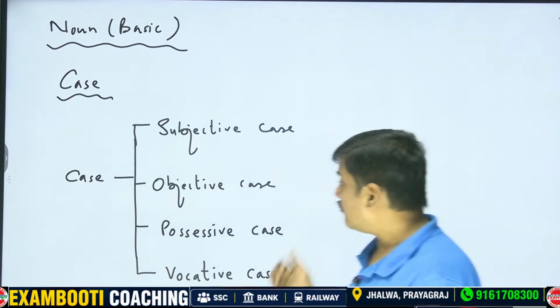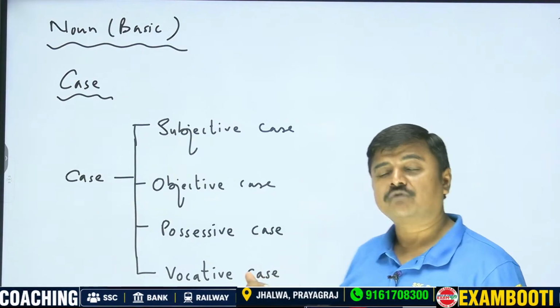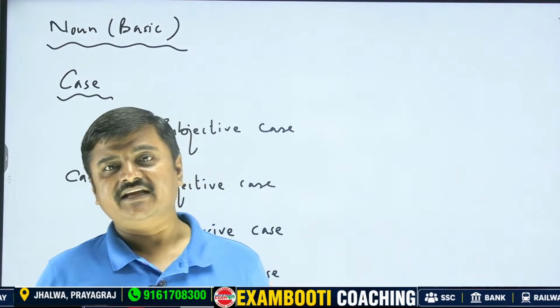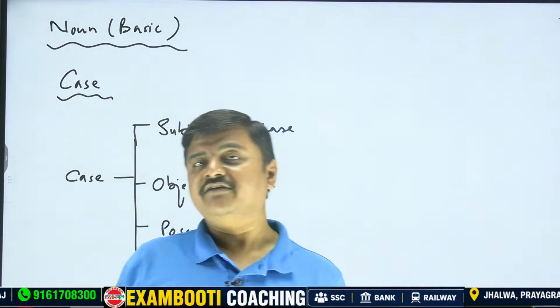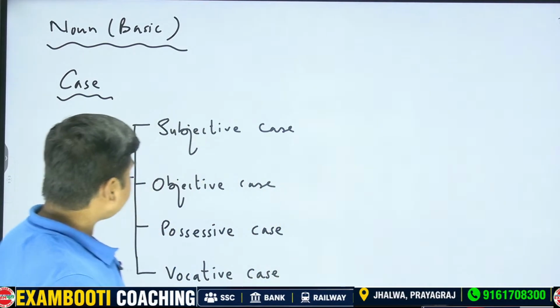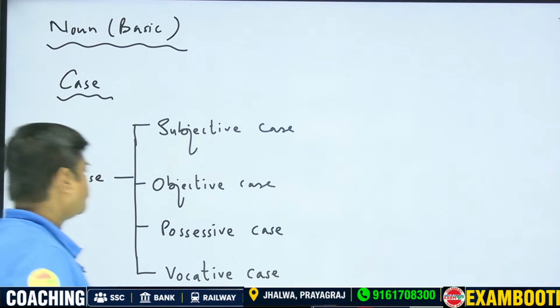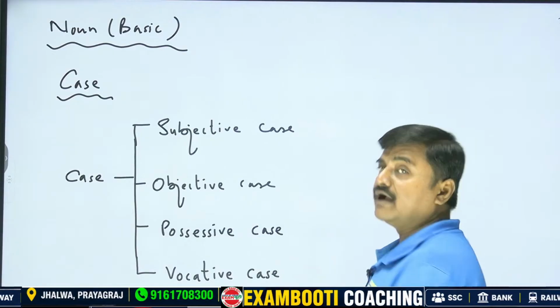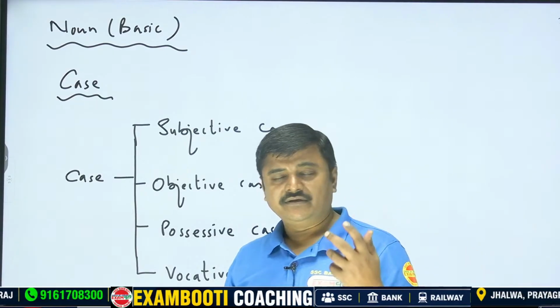And there are four kinds of cases. We all know them: subjective case, objective case, possessive case, and vocative case. So what is subjective case, objective case, possessive case, and vocative case? Let us discuss one by one.